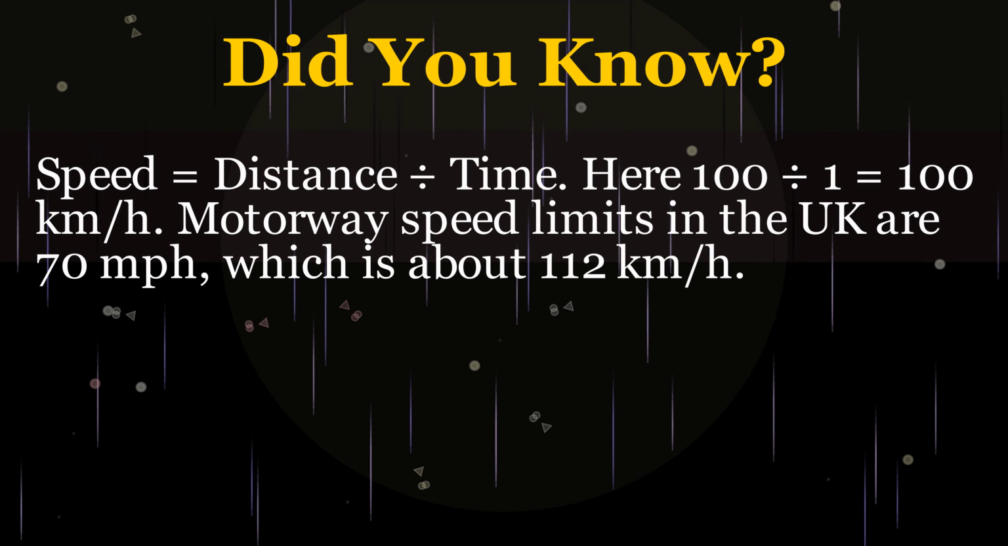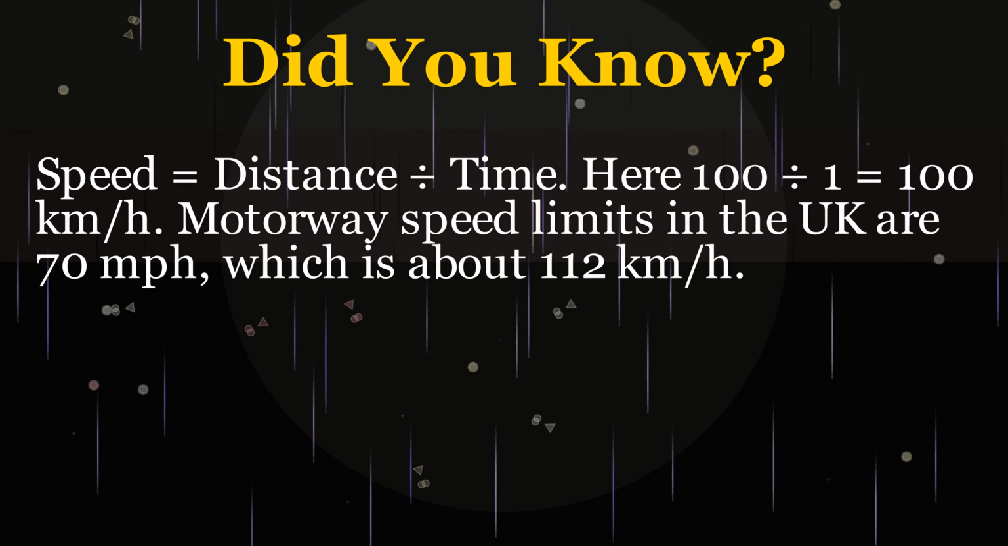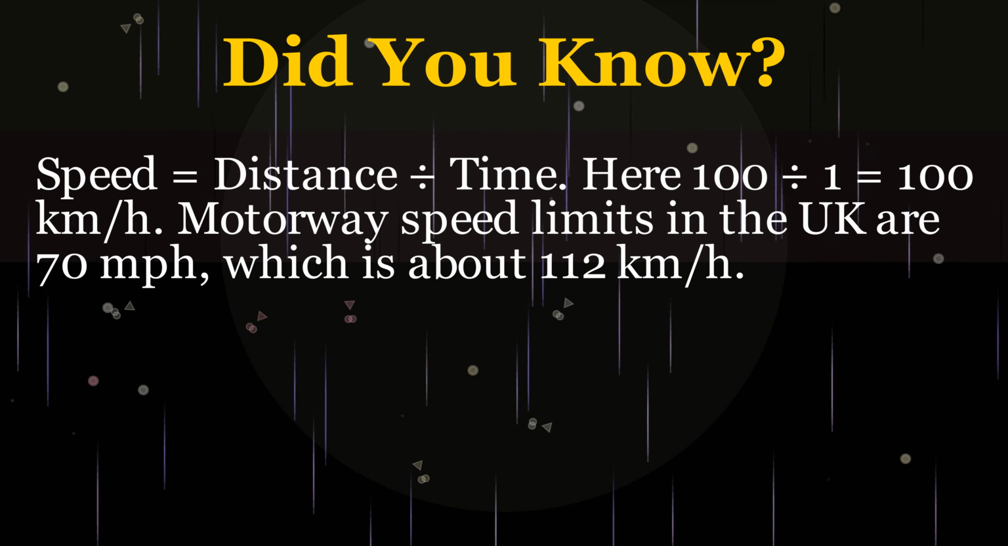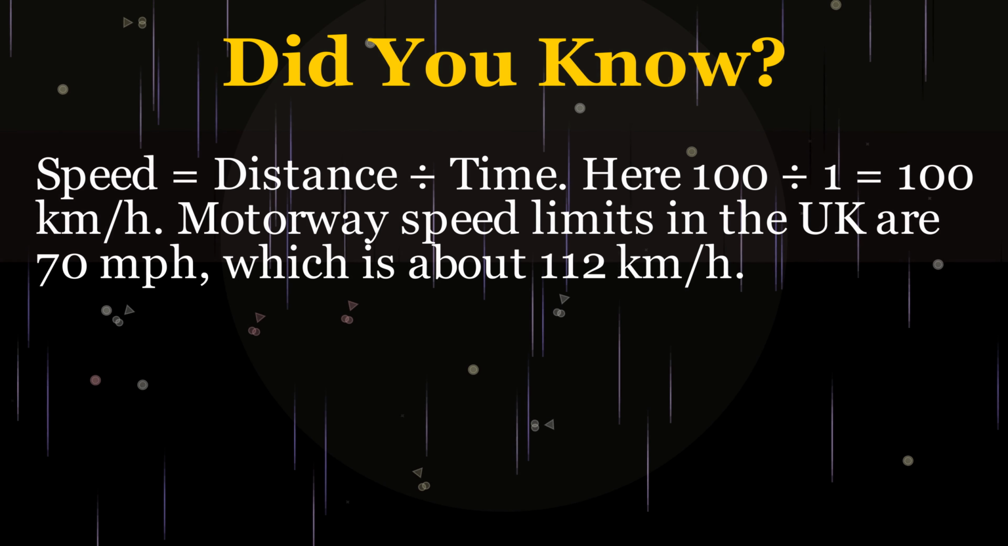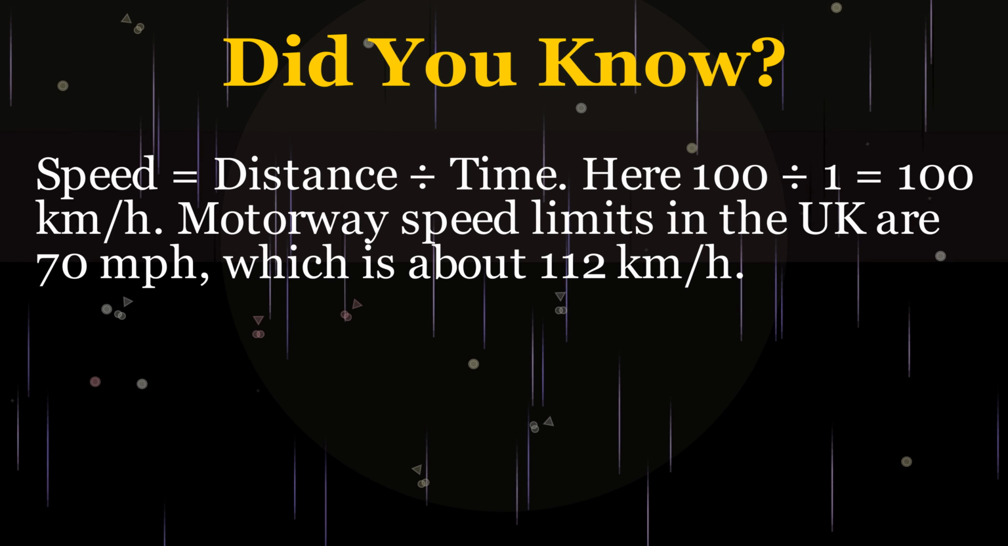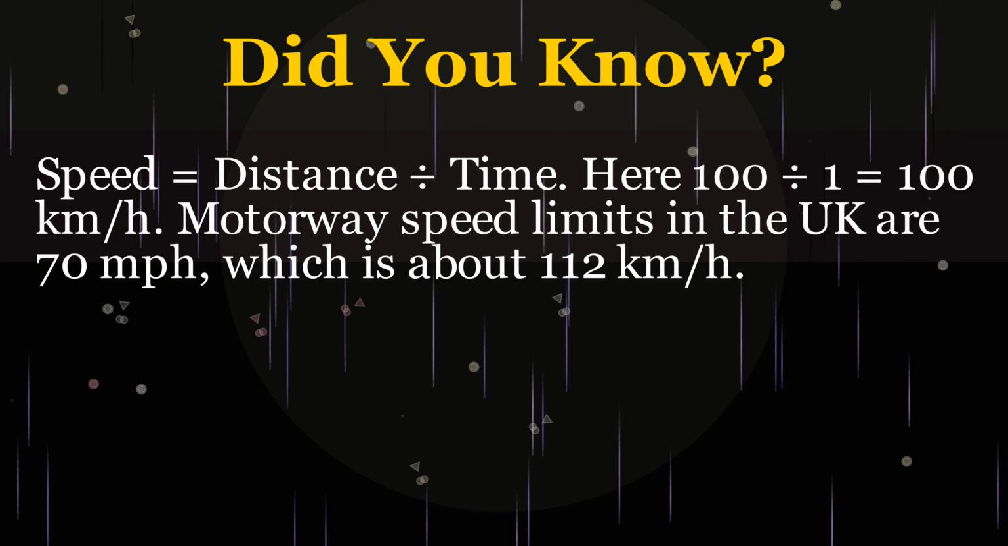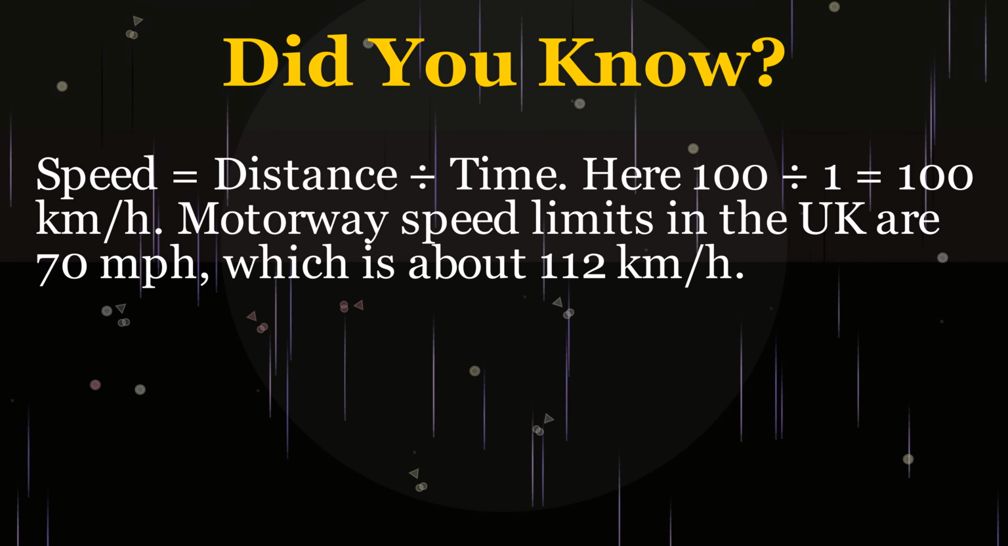Did you know? Speed equals distance divided by time. Here 100 divided by 1 equals 100 km per hour. Motorway speed limits in the UK are 70 miles per hour, which is about 112 kilometers per hour.